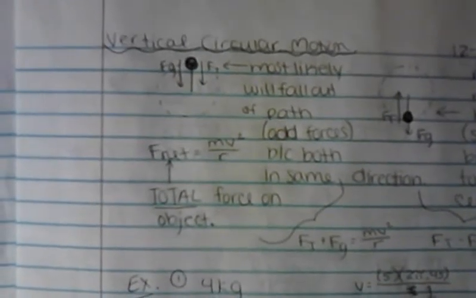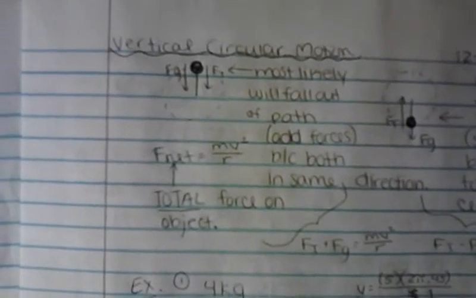One of the lessons in Unit 3 is vertical circular motion. The main formula for this is force net equals mass times velocity squared over the radius. Force net means the total forces on an object.